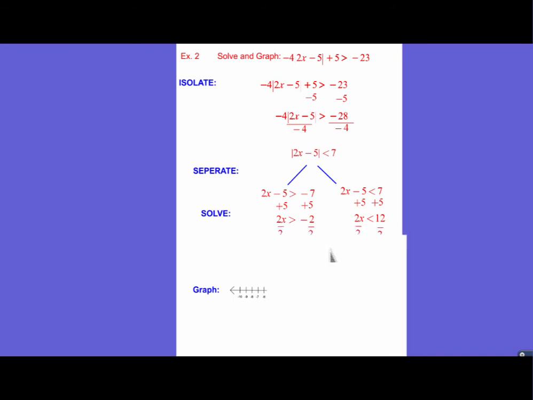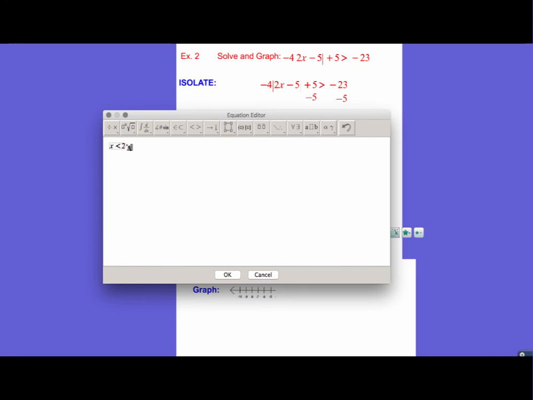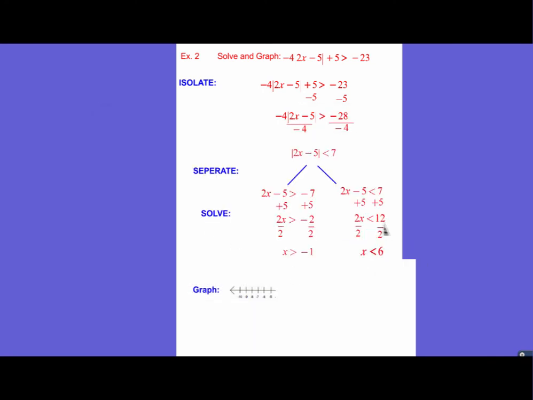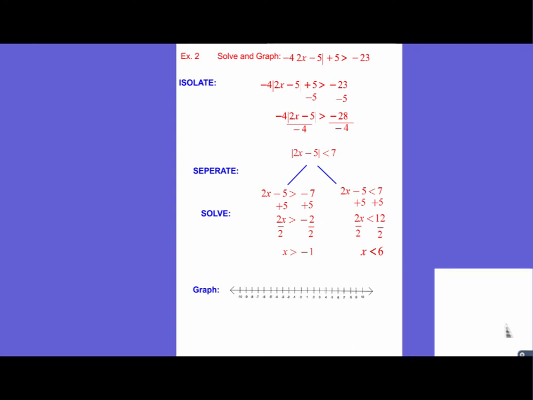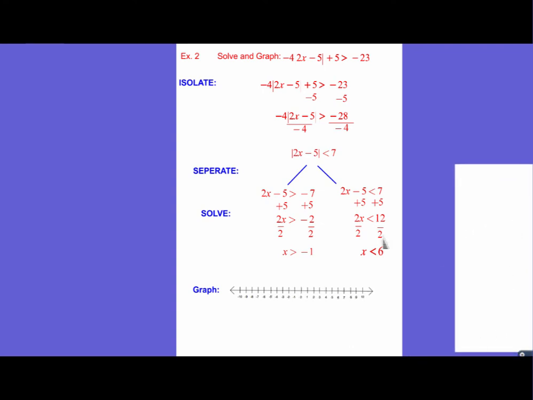Now I want to divide both sides by 2. No need to flip either inequality symbol because this is a positive number I'm dividing by. So negative 2 divided by positive 2 is negative 1, and 12 divided by 2, that shouldn't say 2, that should say 6. So 12 divided by 2 is 6. So I've got x is greater than negative 1 and x is less than 6. And now I want to go ahead and graph these on the same graph.